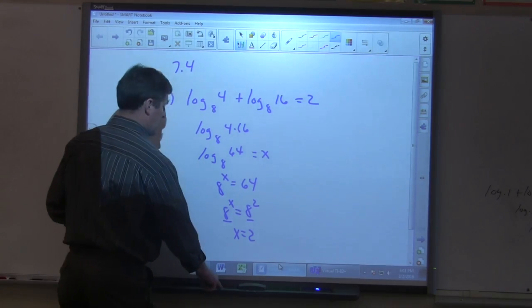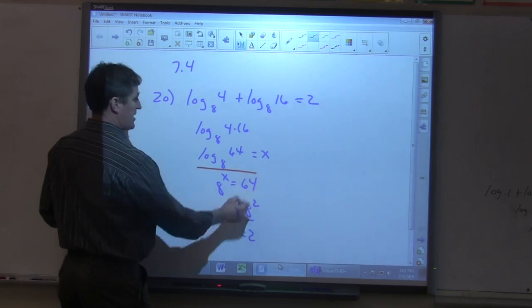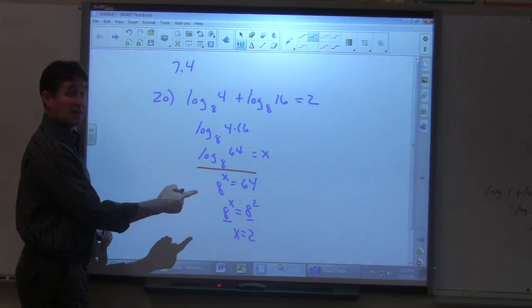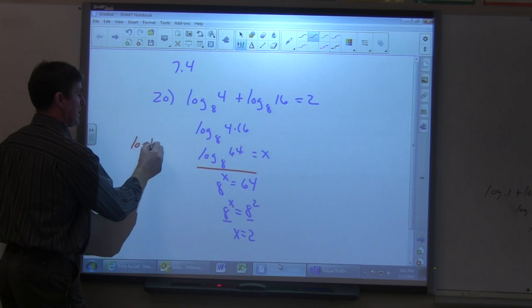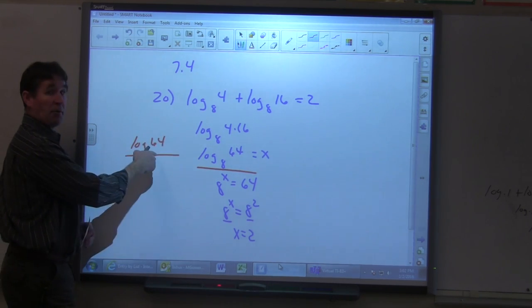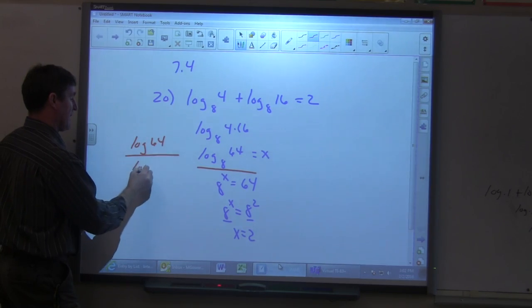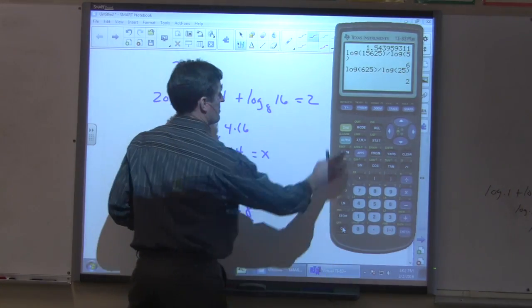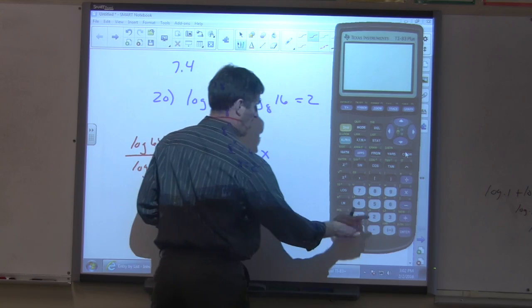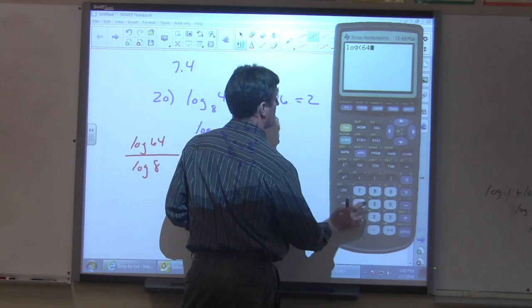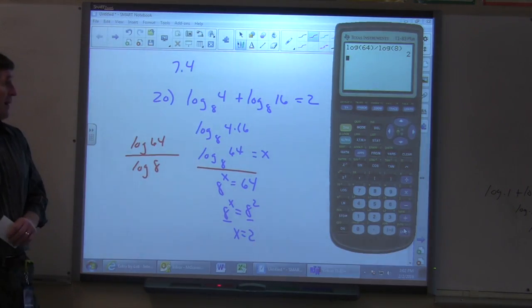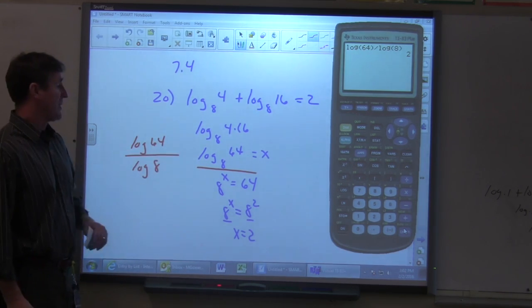You could, when you rewrote it here, and you got log 8, 64, you could go to the graphing calculator, and remember we can do the change of base formula, and put it in base 10 since the calculator does that. And remember, in base 10 we just don't put a base, divided by log 8. And if we go to the calculator, so we go log 64 divided by log 8, and you can see we get 2 that way also. So that would be 2 ways you could do this one.